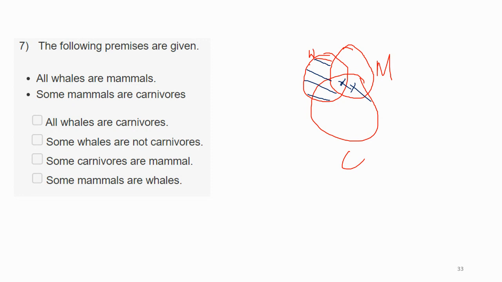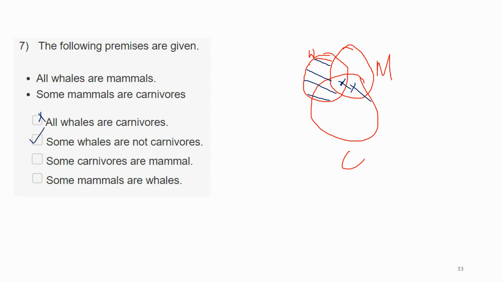Now look at the overlapping portion between W and C. The cross section is there, and some shaded portion is there. From the cross section, we can say that all whales are mammals, some mammals are carnivorous, but not that all whales are carnivorous, that is excluded. Now, some whales are not carnivorous. Some carnivores are mammals and some mammals are whales. So what does this cross section say? That some whales are carnivorous. So that is correct.